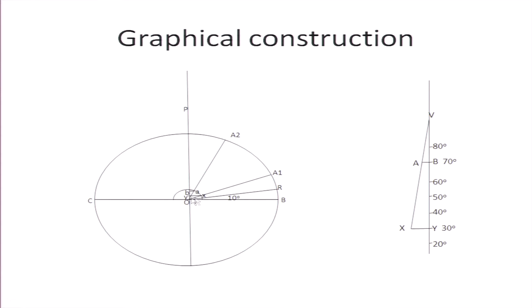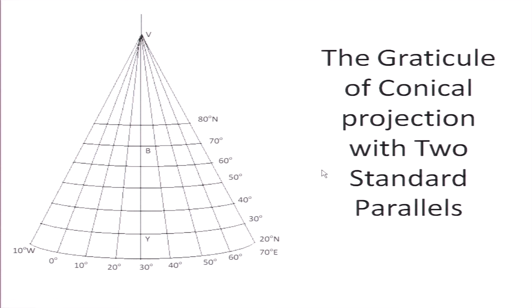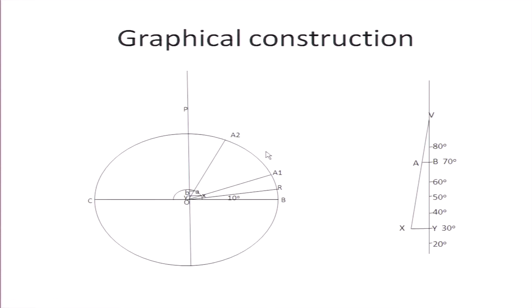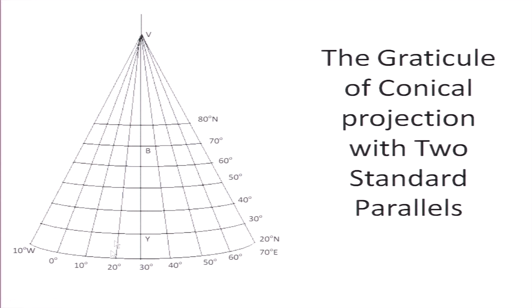We have got these distances. Now after drawing these, we connect these two points and extend this line to intersect the central meridian at point V. Now V becomes the vertex of the cone. After getting all these points, now we come to the next figure, this one, and we draw a line again VBY as the central meridian.